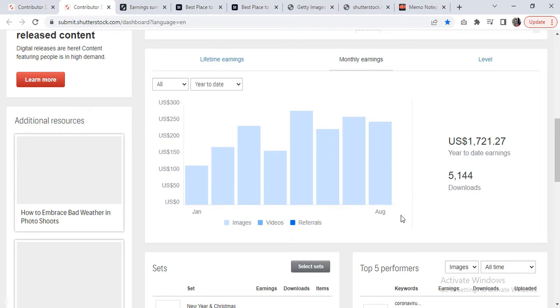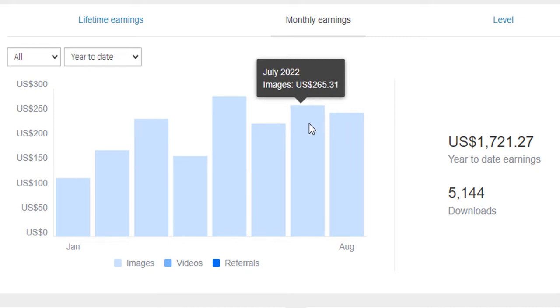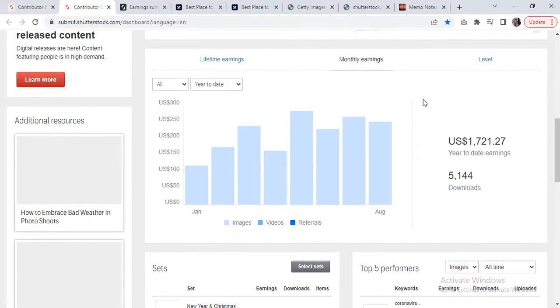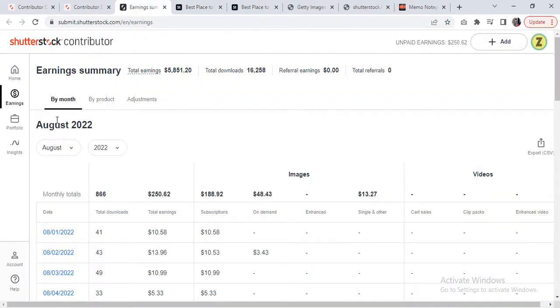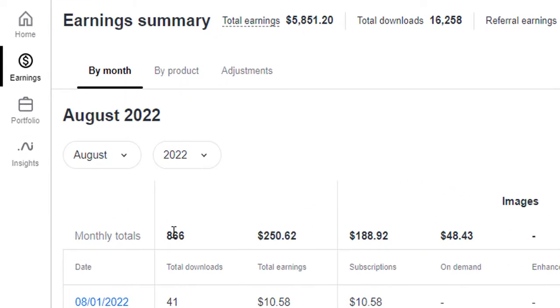So for the month of August, it was a good month as I was able to cross 200 again, which was my goal to maintain an average of $200 each month. So this is 250, a bit lower than the previous one because in July I made 265, but still I'm happy with the results. And let me share the number of downloads as well. So for the month of August, I have made $250 and the number of downloads was 866.